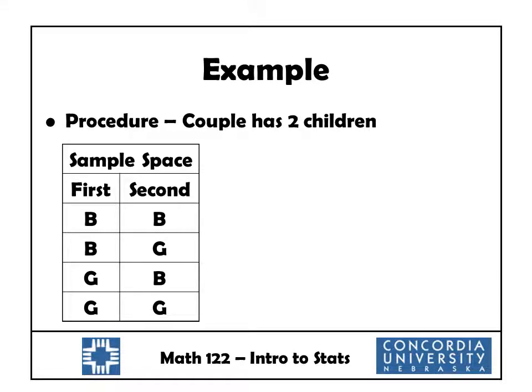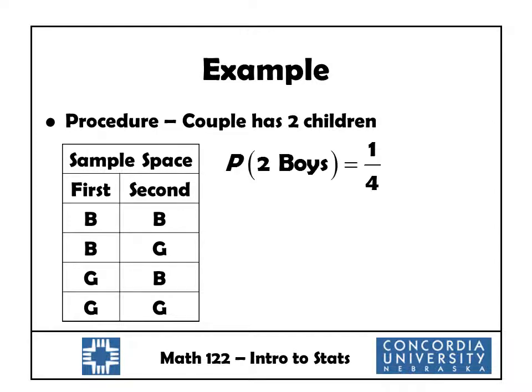Okay, let's look at an example of using Rule 2 to calculate probabilities. Let's suppose we have a procedure where a couple has 2 children and we're interested in the genders of those children. So here on the table on the left, we've listed the sample space. We have the gender of the first child and then the second child. So we could have boy boy, boy girl, girl boy, or girl girl. So that's our sample space. Notice that we have 4 different outcomes in our sample space. And also we'll assume that all of those outcomes are equally likely. That's a reasonable assumption. That assumption is important because that means we can apply Rule 2 to calculate probabilities.